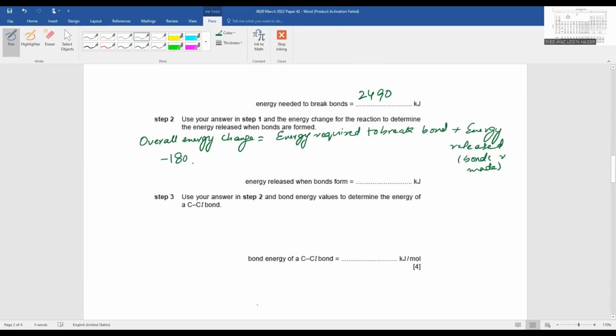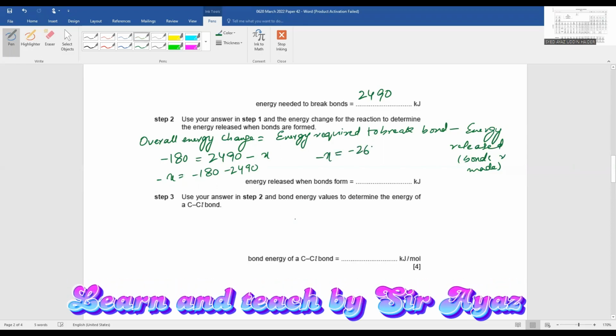Minus 180 equals energy required to break bonds, 2490, plus x. So x is equal to minus 180 minus 2490. Sorry, there's a mistake. The sign is minus here, so definitely this one is also minus. So the answer is minus x is equal to minus 2670. So the final answer is 2670.